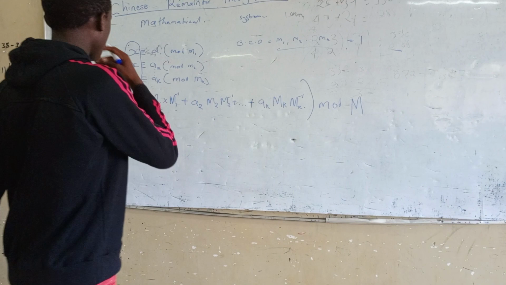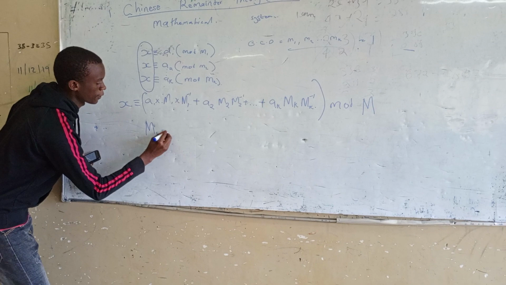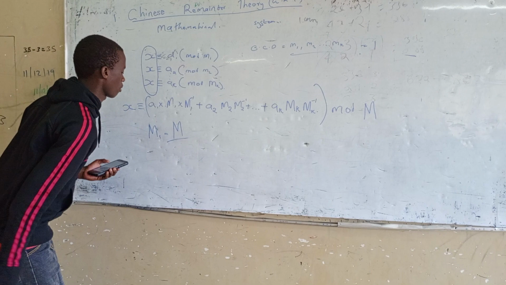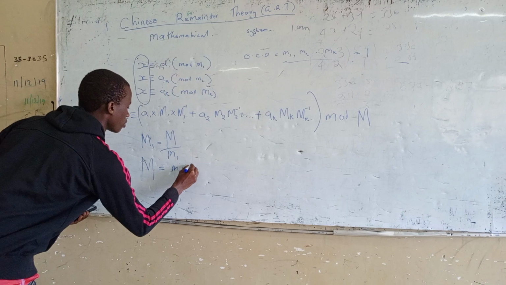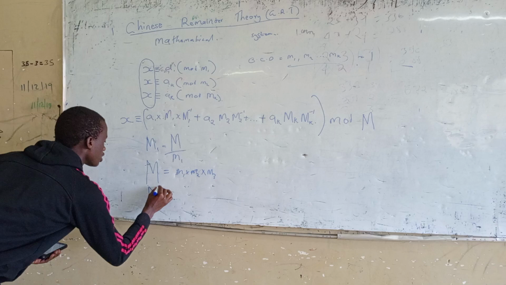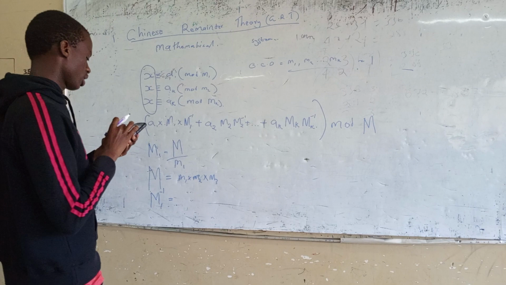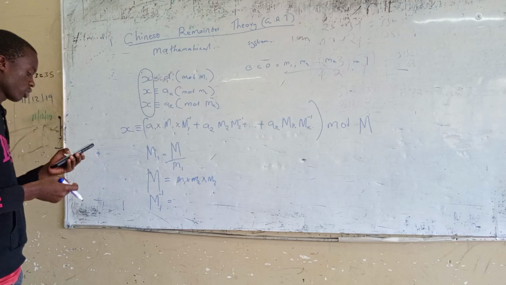Here a1, a2 to ak you have been given, and the way you find the big M1 is that M1 is equal to M over m1, where M is equal to m1 times m2 times up to mk. These are the smaller m's. Then M1 inverse is the modular inverse of M1 modulo m1. To find the modular inverse, there are two ways: using the Euclidean algorithm, or you can use trial and error until you get the answer.